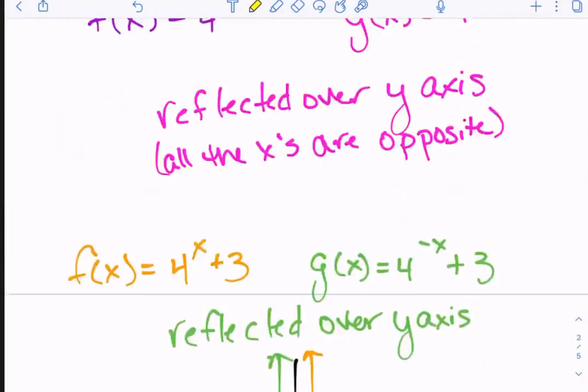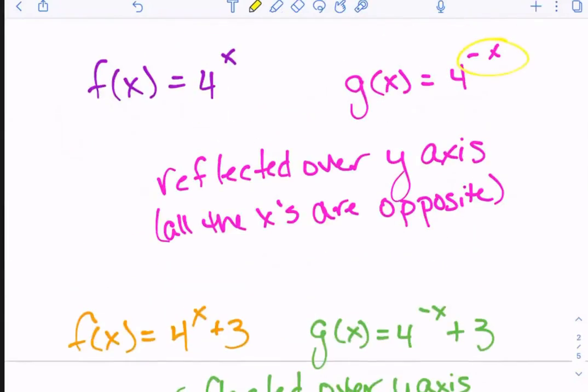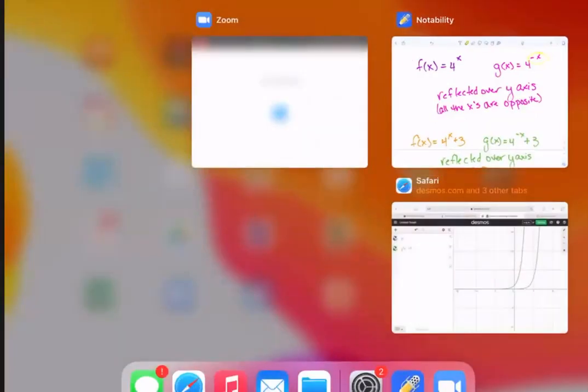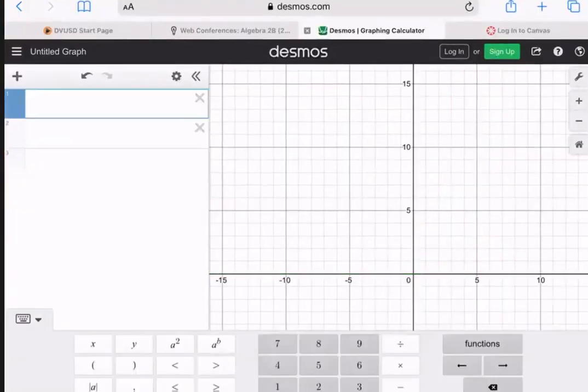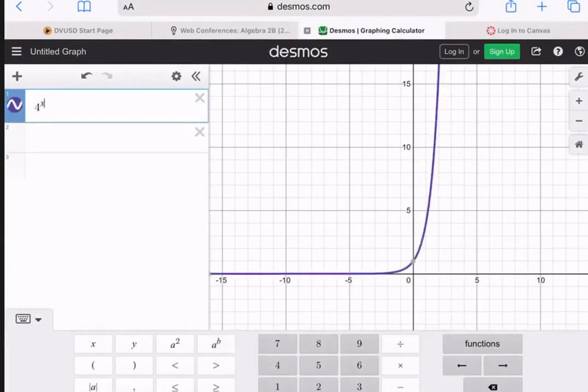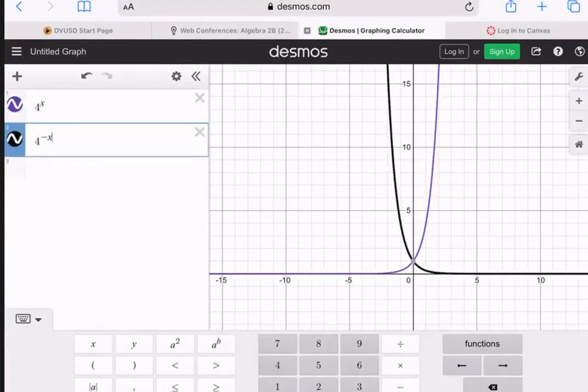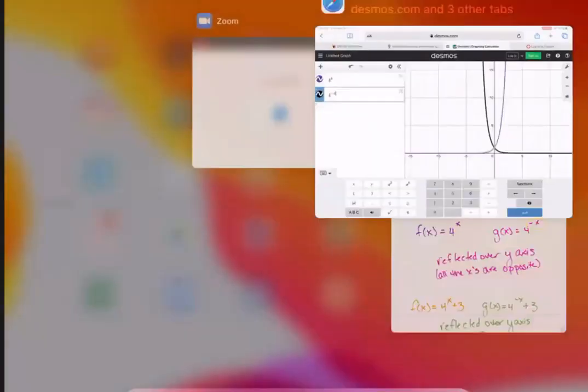Again, something you can put into Desmos. We can try this one really quick. 4 to the power of x, 4 negative. So you can just delete these. So I'm going to go 4 to the power of x and 4 to the power of negative x. And you can see it's just reflected over that y-axis.